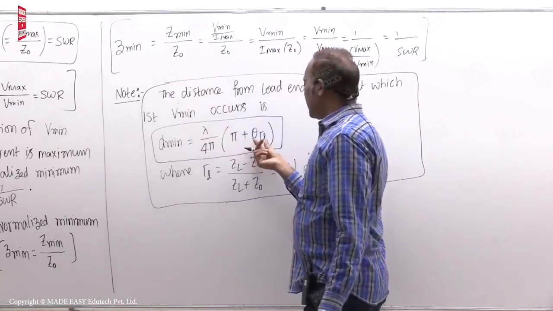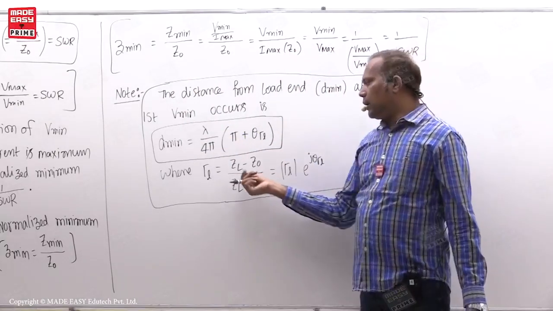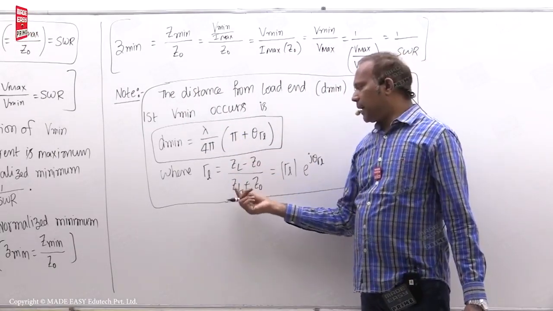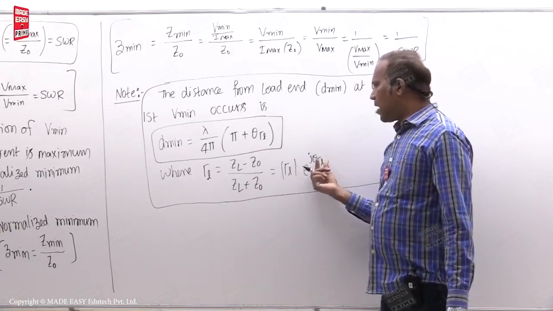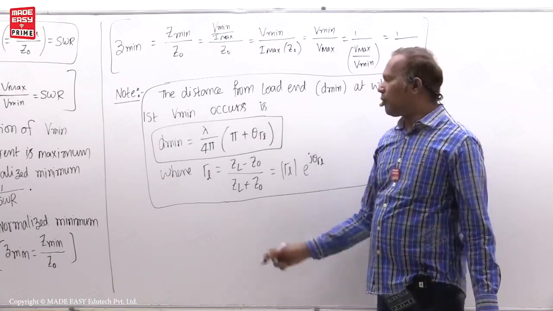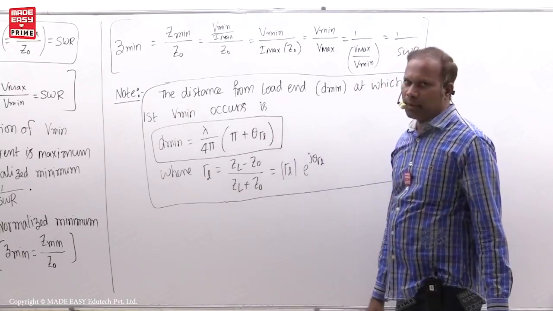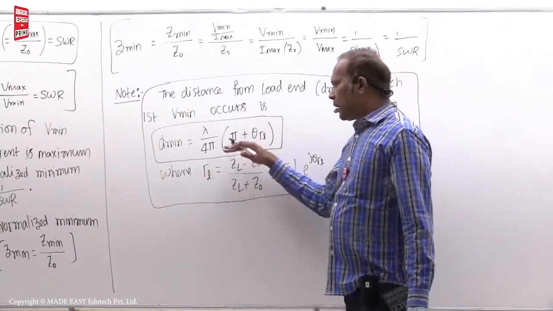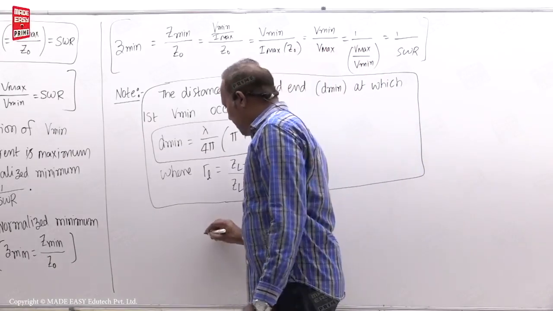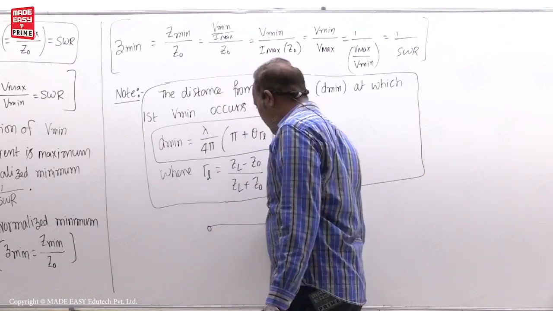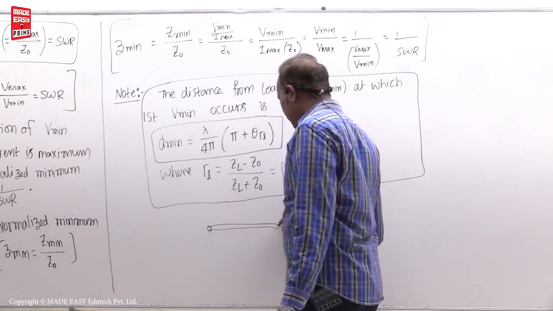So how do you get theta gamma L? They give ZL and Z0. You find this gamma L, then that will have a magnitude and angle. So the angle of gamma L is kept here in the D minimum formula. Okay. If you want, I will solve this one. You keep watching now.